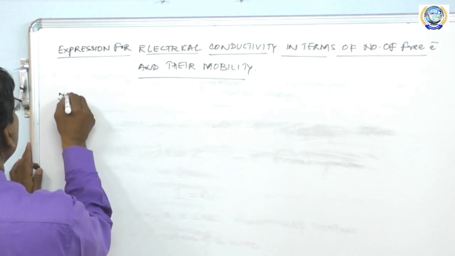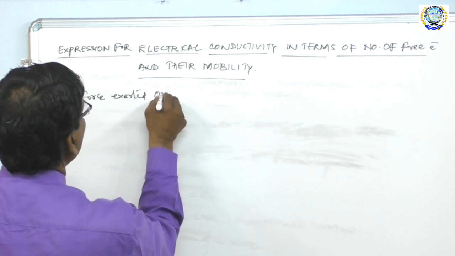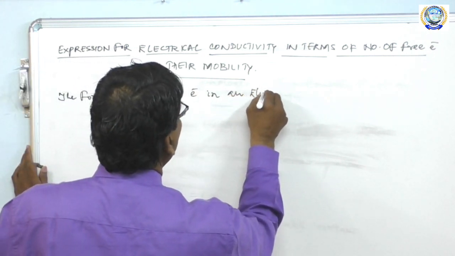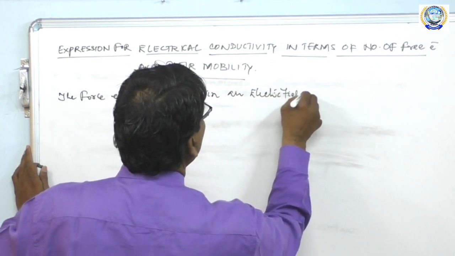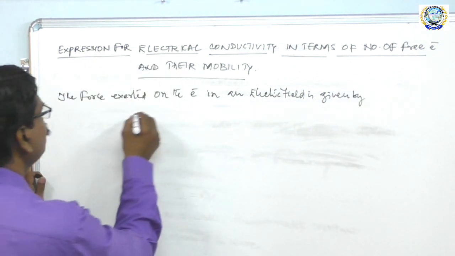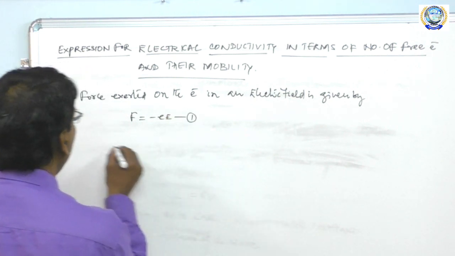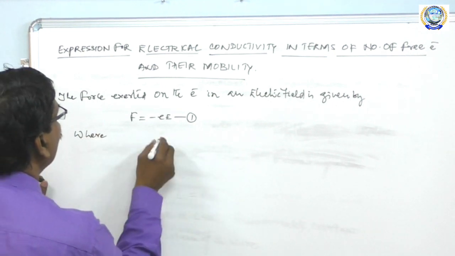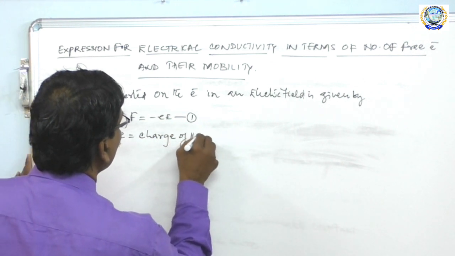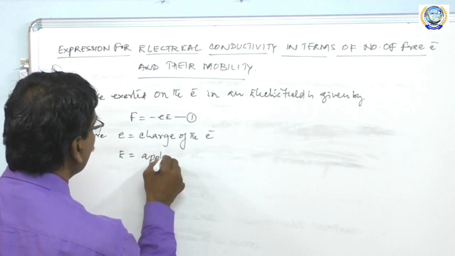The force exerted on the electron in an electric field is given by F is equal to minus e E, equation 1, where e is equal to the charge of the electron, E is equal to the applied electric field.